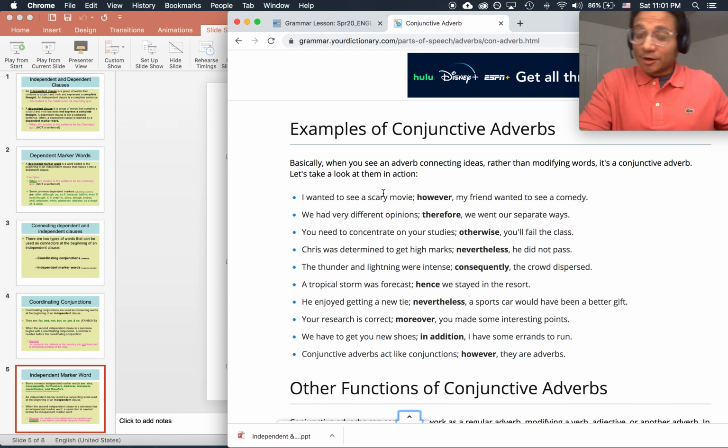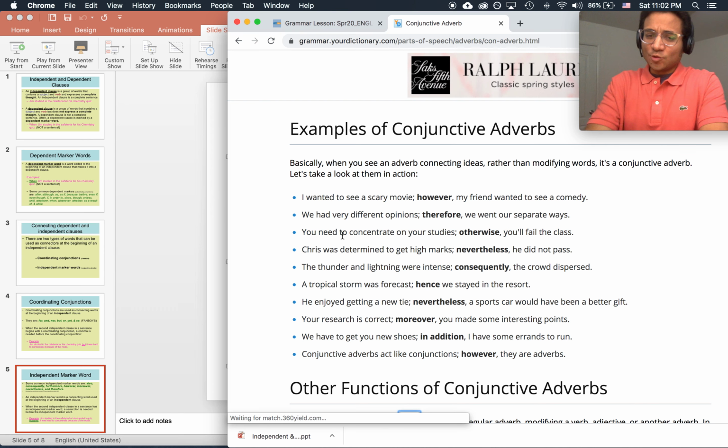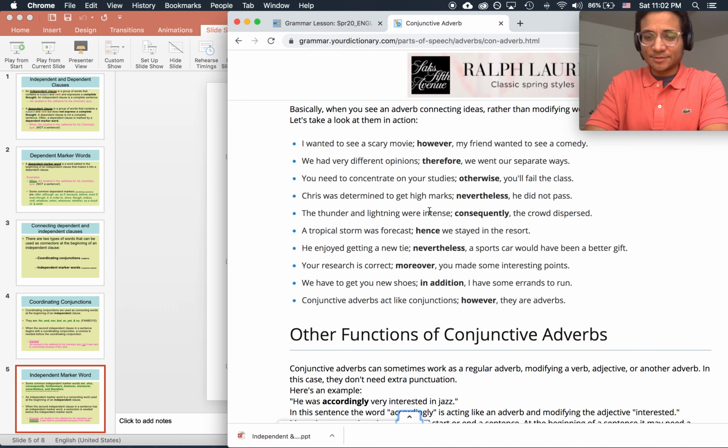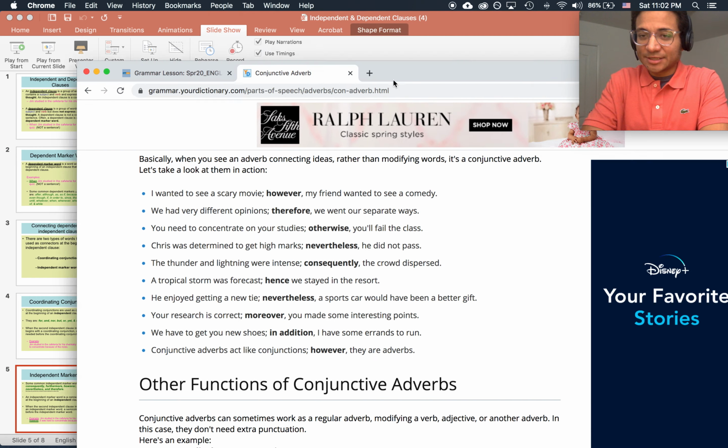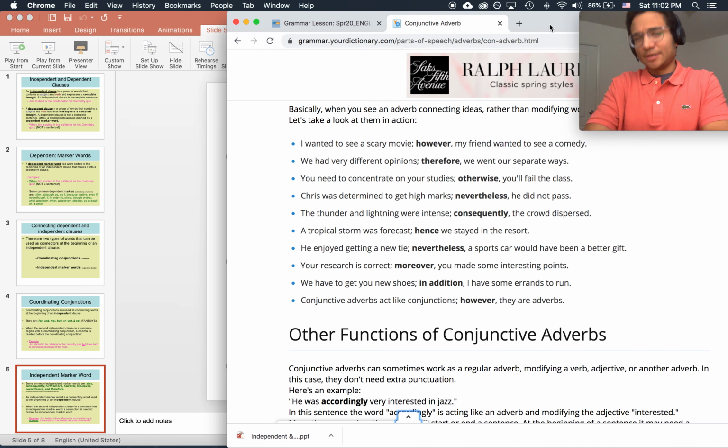So look, I wanted to see a scary movie, semicolon, however, comma, my friend wanted to see a comedy. We had very different opinions. Therefore, we went our separate ways. Notice, semicolon, then an independent marker word, and then comma. You need to concentrate on your studies. Otherwise, you'll fail the class.